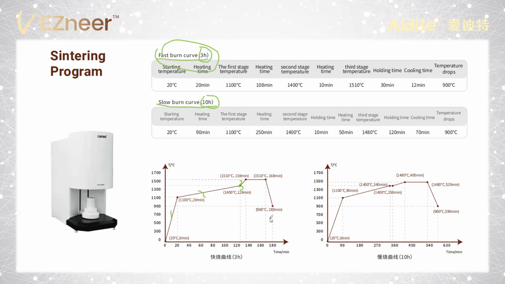And no part of the curves can be changed. This is very important, because if we change the sintering program, after sintering the EZneer will not look very translucent or very good. It may happen that it looks not sintered enough, very white, with no translucency. So here it is very important that we use the special sintering curve.